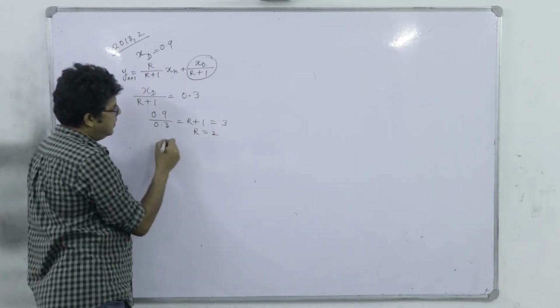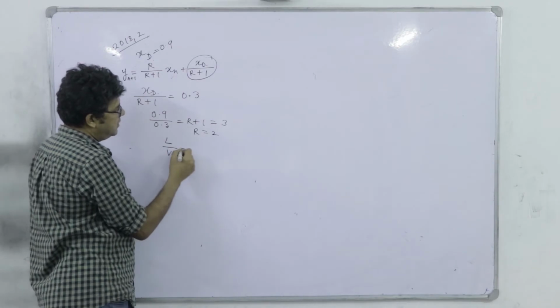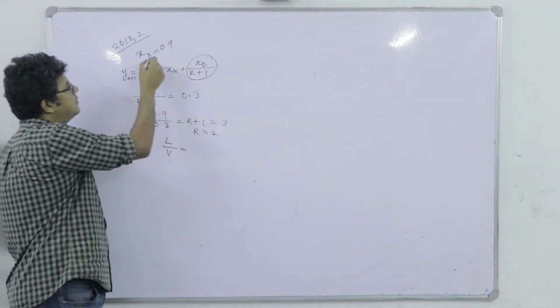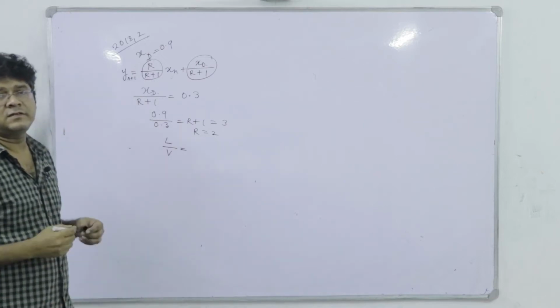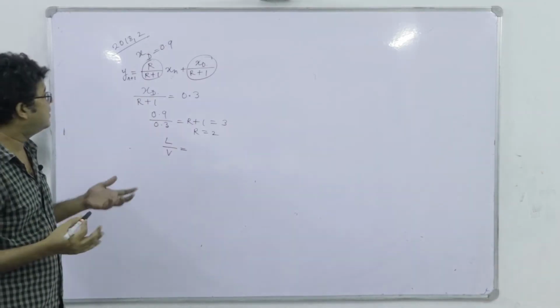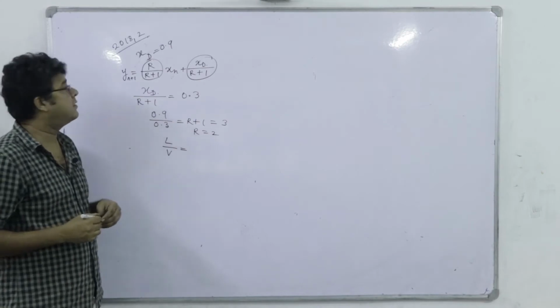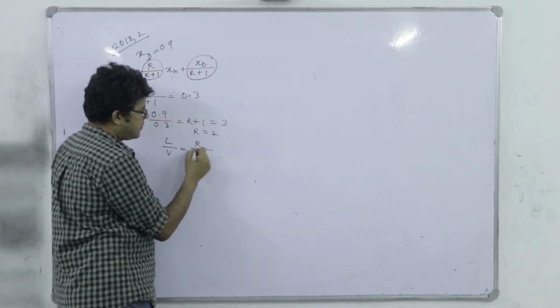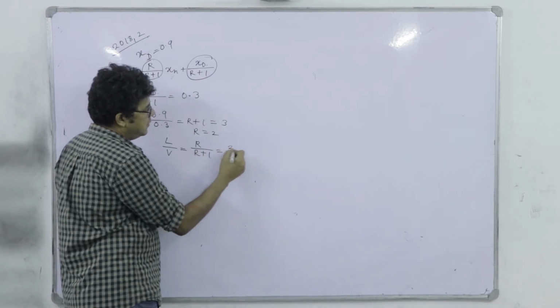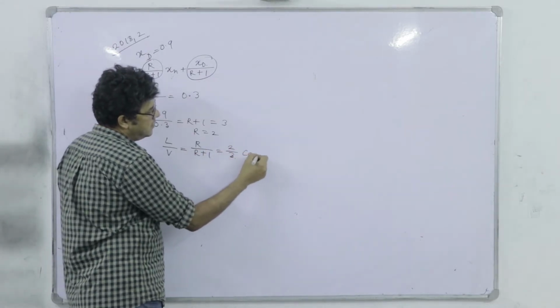And the ratio of the liquid to vapor flow rate is basically nothing but the slope of the operating line, because we know that for all mass exchangers the operating line slope is L by V. So this is R by R plus 1, so it is 2 by 3. That's the answer.